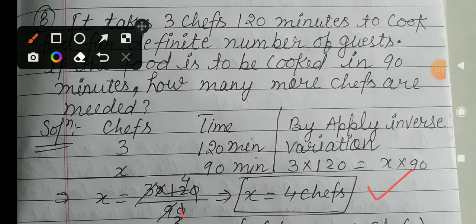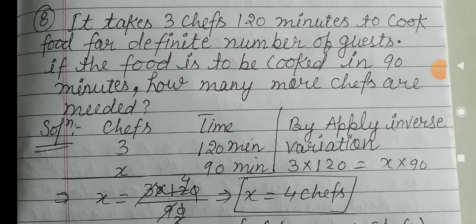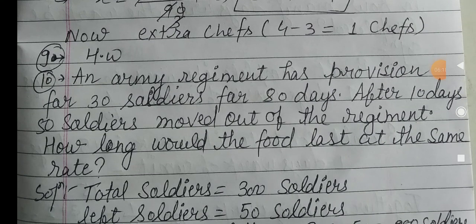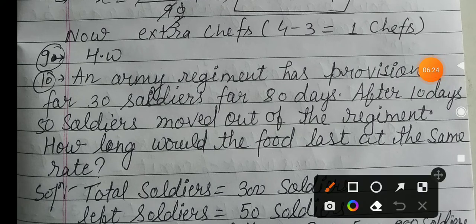So 4 shep you are used for cooking this same food in the 90 minutes. Okay, so it will say how many more shep you are used. So 4 shep you are used, but it will say how many more. So 3 already is there, so that means 1 shep only you are used cooking this food into the 90 minutes.